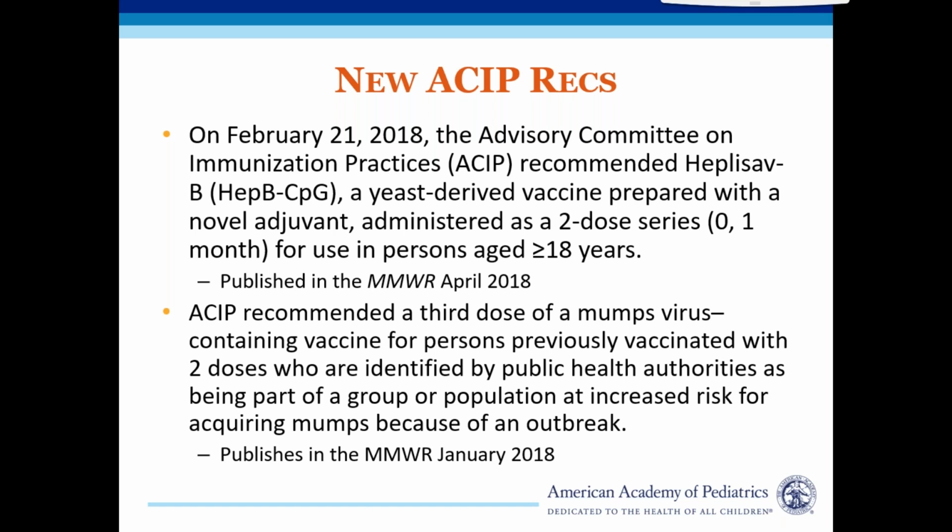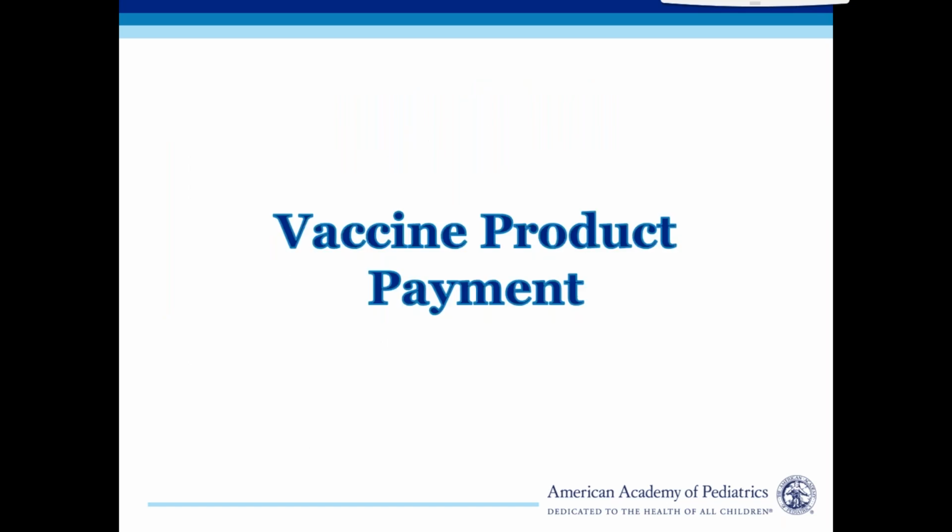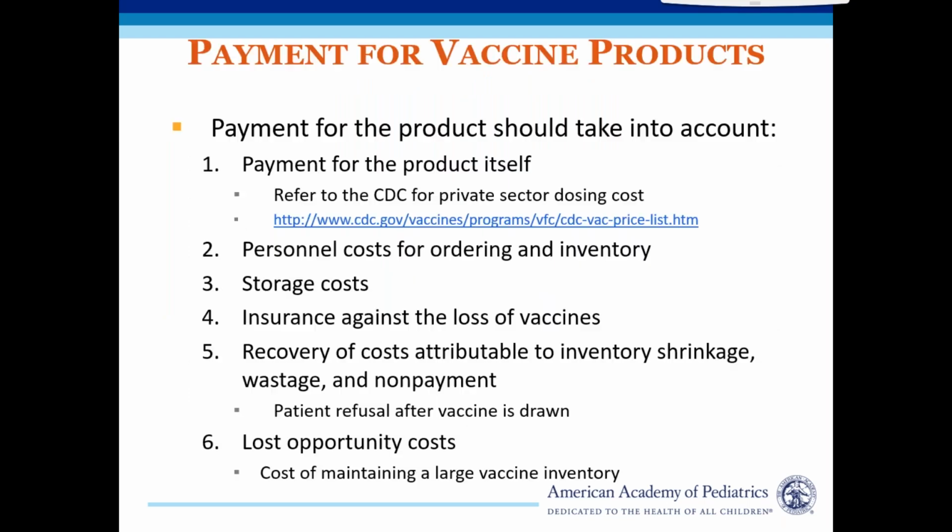The second one is an ACIP recommendation of a third dose of the MMR for those patients who are identified in an area with a public health outbreak. So in a public health crisis area where they have an outbreak of the mumps. Again, if you have a patient who's in that area and you need to be able to give a third one because it's routinely recommended by ACIP, the vaccine should be covered.